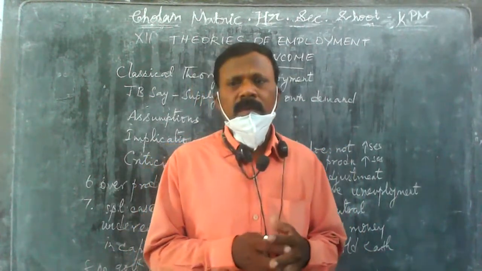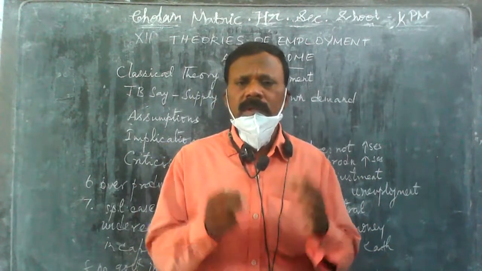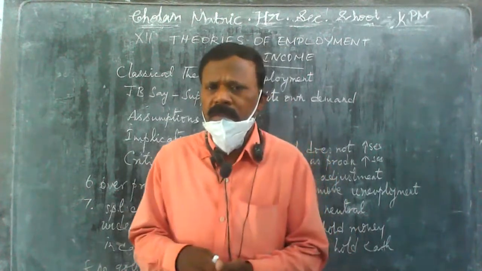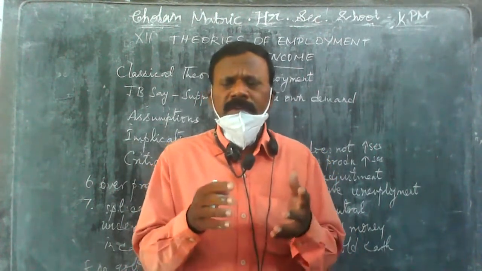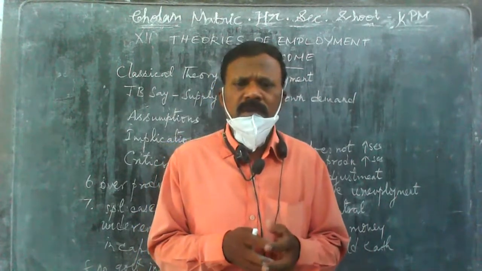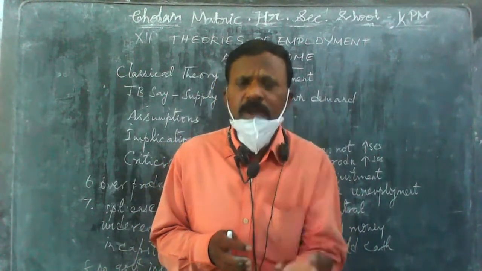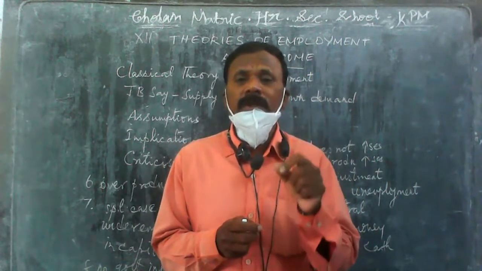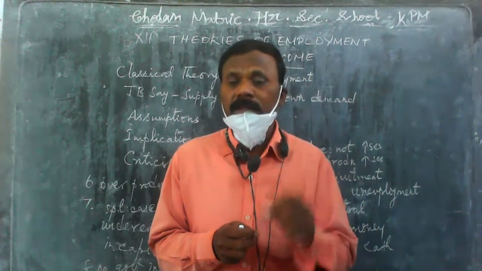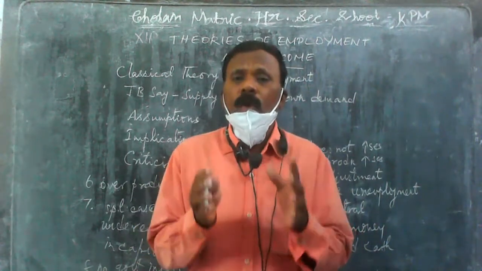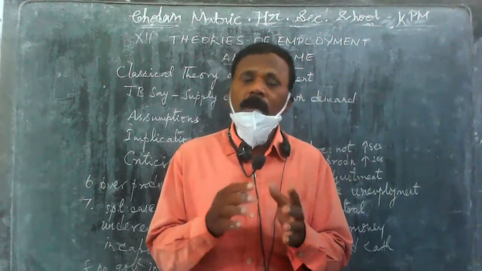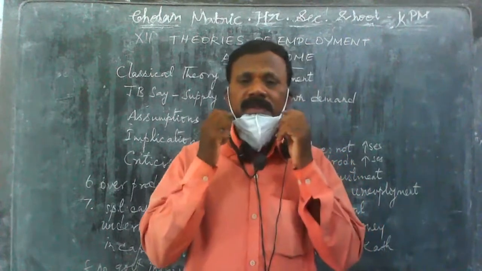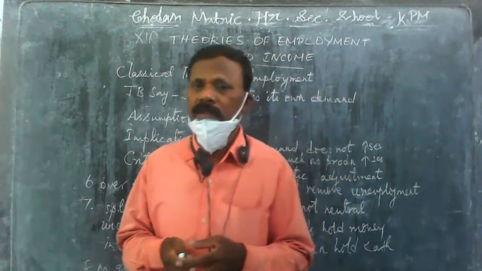J.B. Say's law is the core or the basis of the classical theory of employment. He was a French economist and an industrialist. He enunciated the proposition that supply creates its own demand. Therefore, there is no overproduction or the problem of unemployment. This is the law of J.B. Say, that is, law of markets.